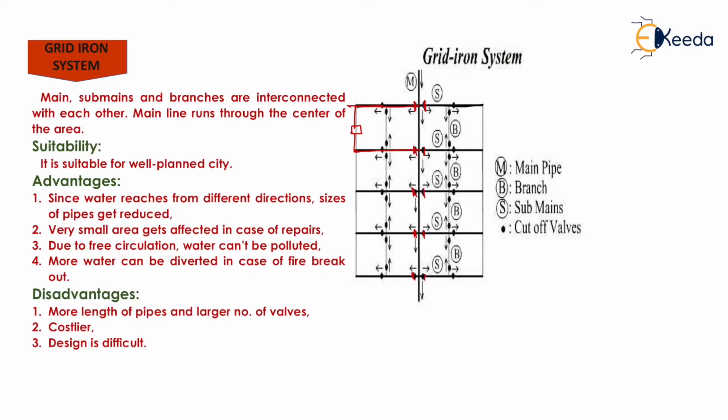Now suitability: it is suitable for a well planned city. Generally this type of system is constructed in well planned cities. Now the advantages: since water reaches from different directions, sizes of pipes get reduced. If water is coming from different directions like this, the size of the pipe gets reduced.